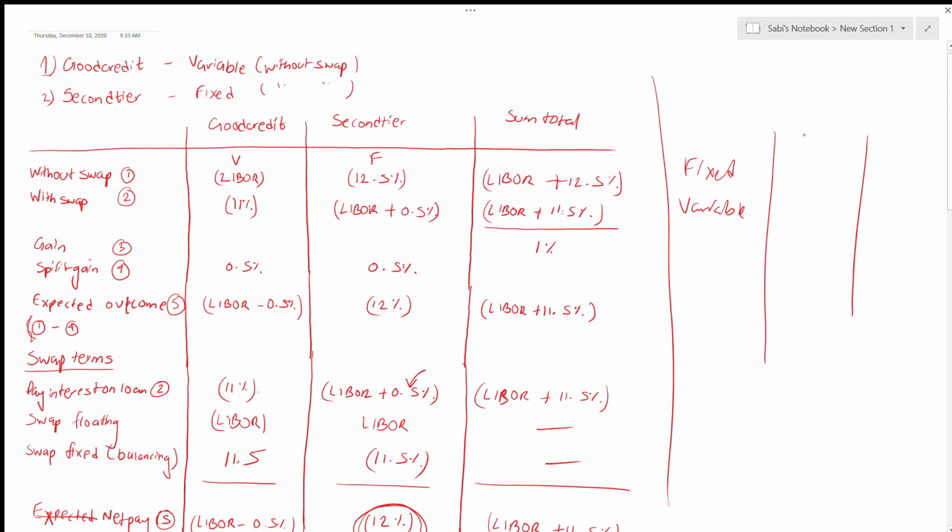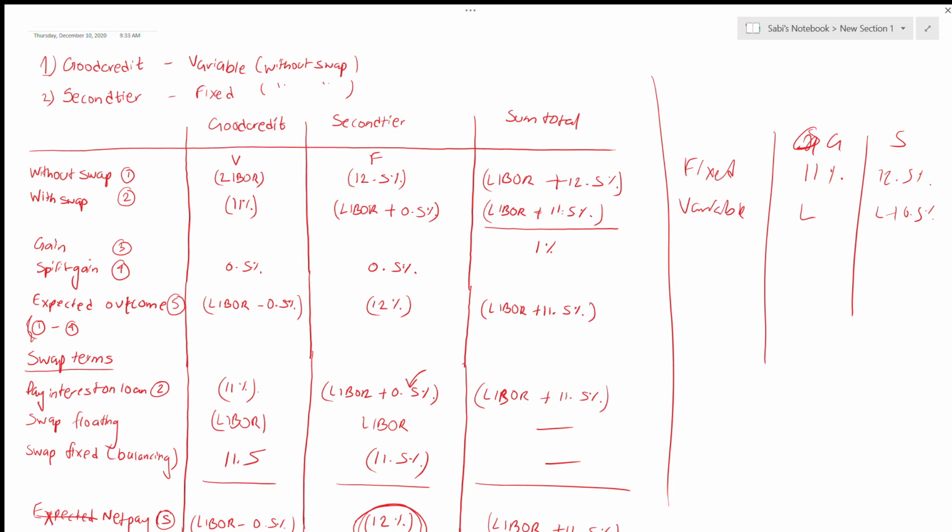This is second tier, this is good credit G and this is second tier S. So good is paying fixed 11% and this is 12.5%. And this one will be L and this is L plus 0.5%, right? So in this condition also you can see that G is paying less under fixed also, under variable also.